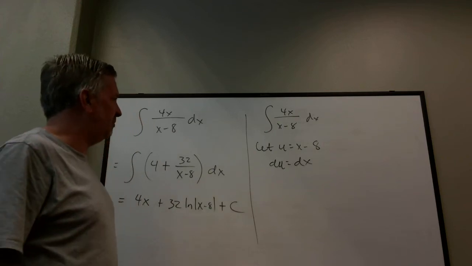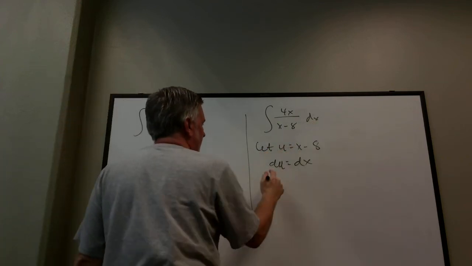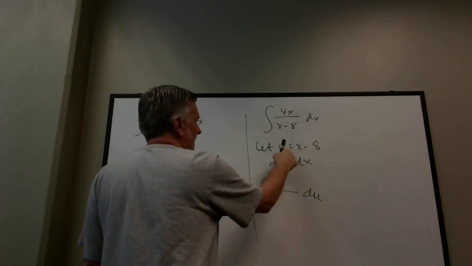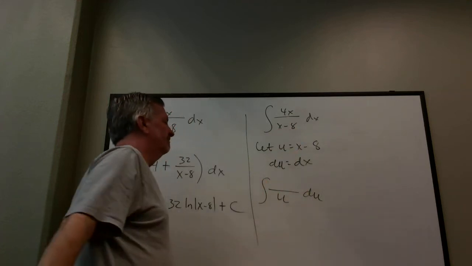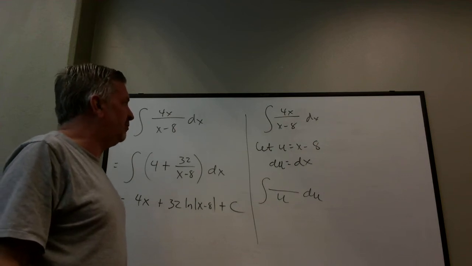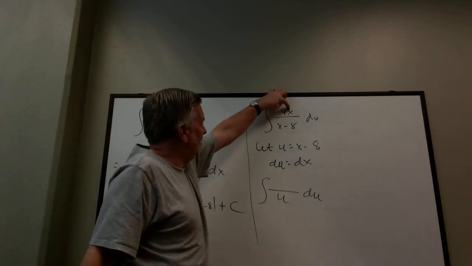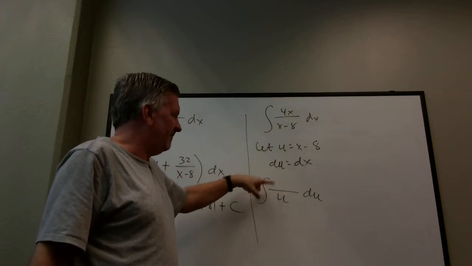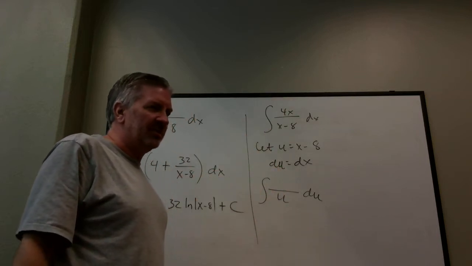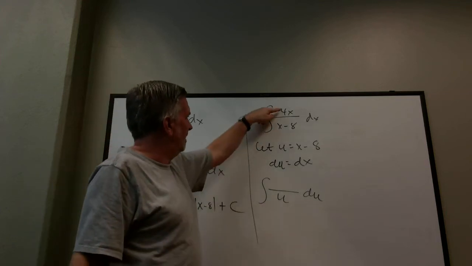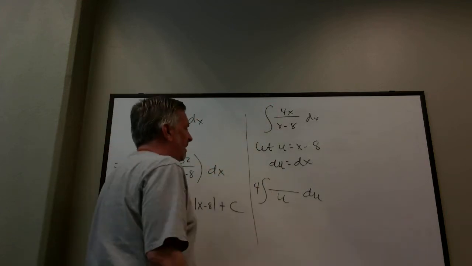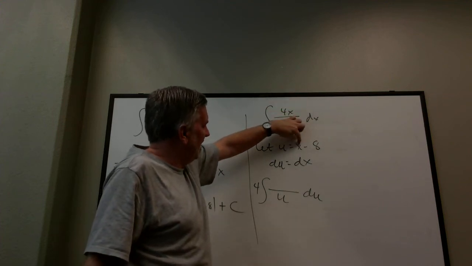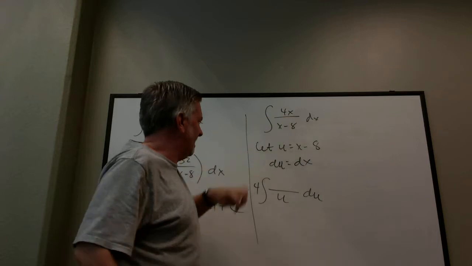Okay, let's do the substitution. So instead of dx, I'm going to write du. Notice in the denominator, I just have u. Now, don't forget you have to substitute everywhere. I have an x in the numerator as well, so we don't want an integral of mixed variables, okay? So, well, the 4 is no problem, I can pull that up front. Now, what's x in terms of u? Well, if you solve for x here, add 8 to both sides, x is u plus 8.